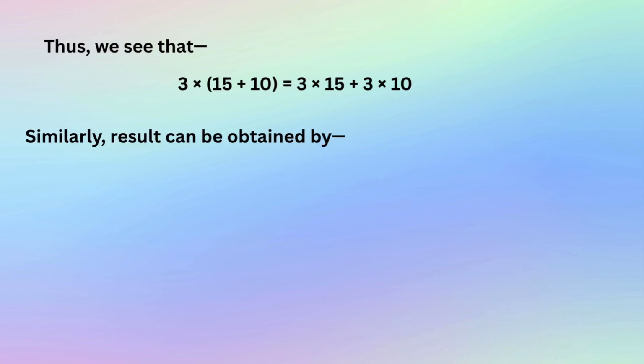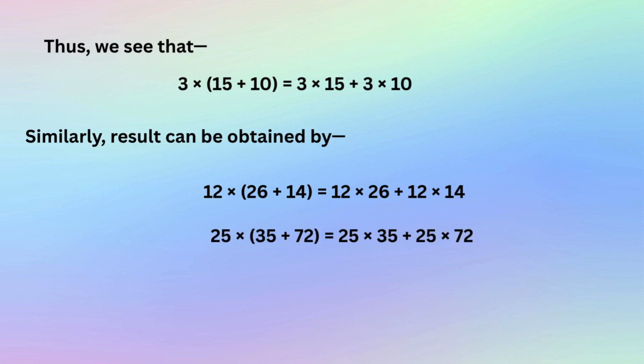Similarly, the same result can be obtained by 12 times (26 plus 14) equals 12 times 26 plus 12 times 14. 25 times (35 plus 72) equals 25 times 35 plus 25 times 72. 123 times (75 plus 70) equals 123 times 75 plus 123 times 70.